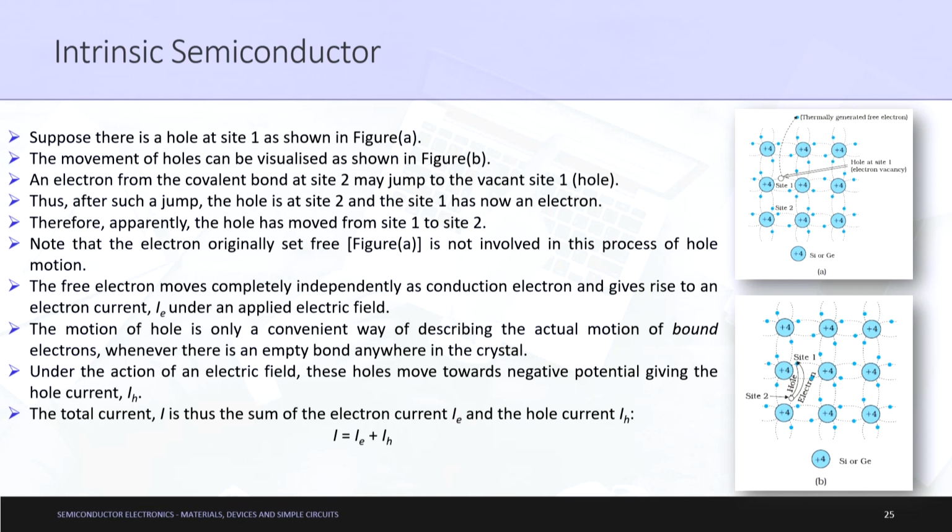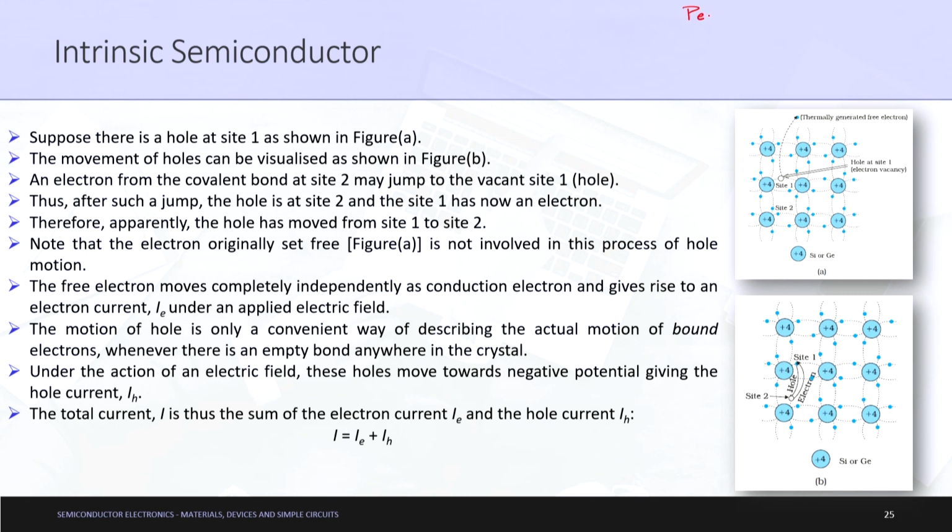Now suppose that there is a hole at site 1 as shown in figure A. Please look at figure A only for now. The movement of the hole can be visualized as shown in figure B. So what they are trying to say is, let us say there was a thermal excitation due to which a hole was created here. Now let us say that this electron moves to this location here. Then there is an electron residing here, but a hole is created here.